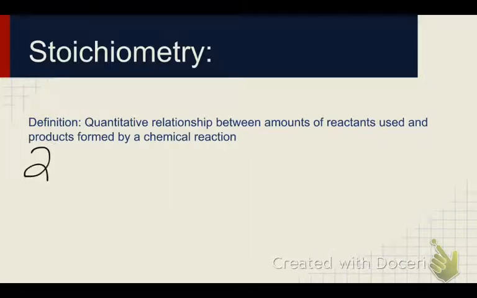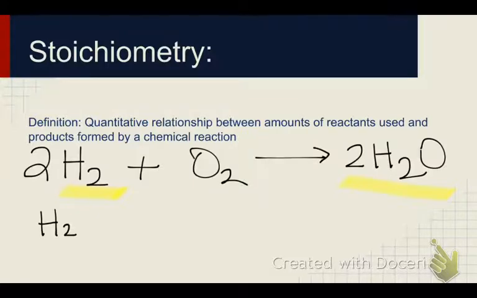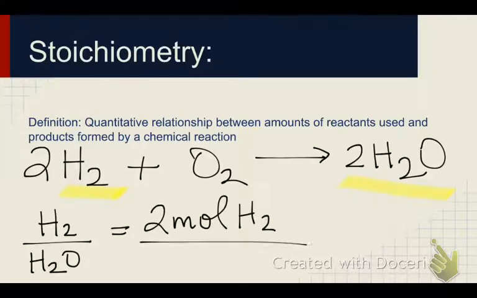So do you guys remember? Using this again, if I asked you what the mole ratio is between hydrogen and water, what would it be? Feel free to pause at any time if I ask you a question, to see if you can do it on your own, okay? So in this case, for hydrogen over water, it would be for every 2 moles of hydrogen, I would produce 2 moles of water.